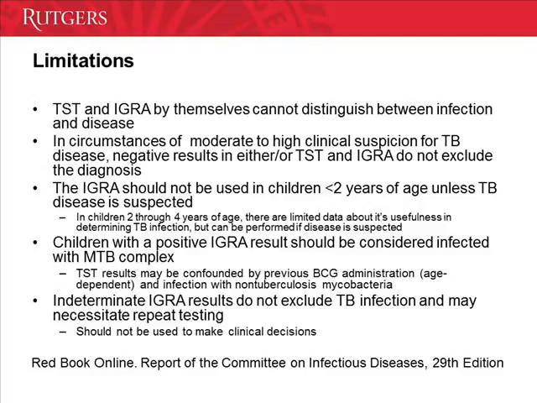The IGRA should not be used in children under 2 years of age unless, again, TB disease is suspected. In children 2 through 4 years of age, there's limited data about its usefulness in determining TB, but it can be performed if, again, you really think disease is suspected. Children with a positive IGRA result should be considered infected with MTB complex. TST results may be confounded by previous BCG administration and infection with non-tuberculous mycobacteria. We talked about that. And indeterminate IGRA results do not exclude TB infection and may necessitate repeat testing. So it shouldn't be used exclusively to make clinical decisions.